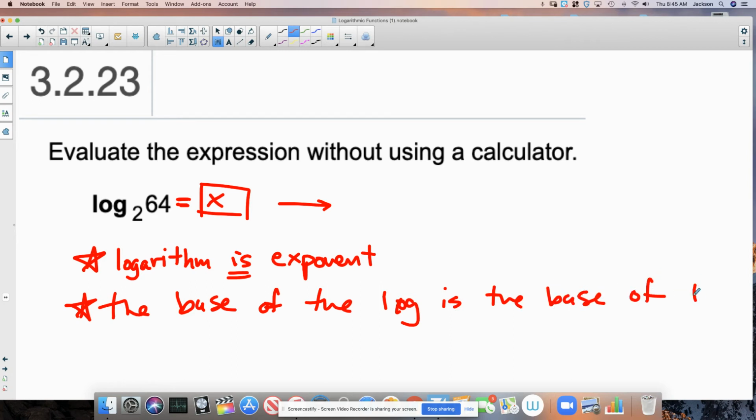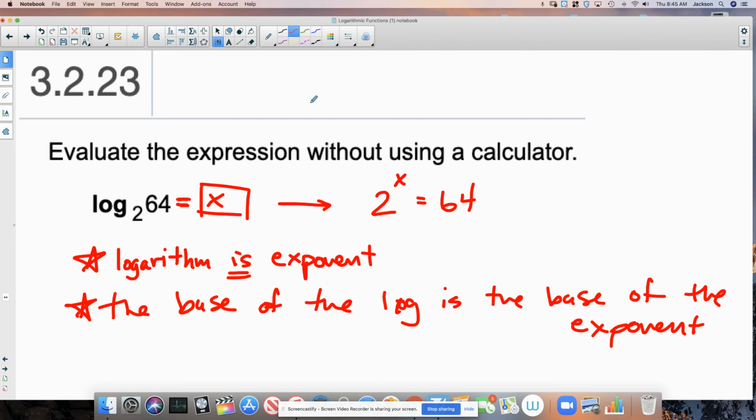Okay. So when I convert between the two of these, I can take the base that's in this log, make it a base for x, and set that equal to 64. So one way you can do this is to understand that a logarithm can be written in exponential form, and then once it's written in exponential form, there's no shame in guessing and checking here, right?